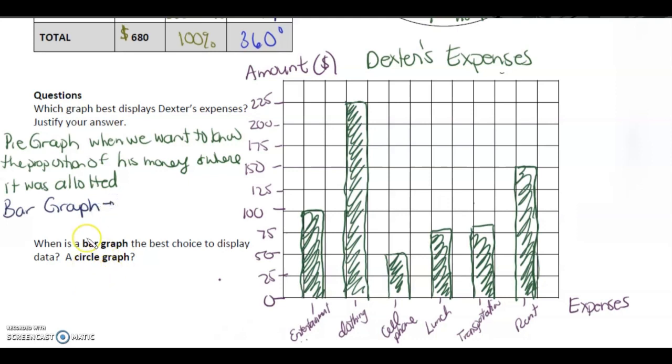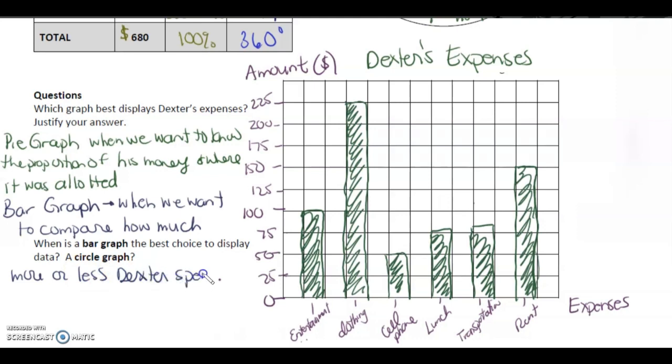And this is kind of going into this answer here anyways. When we want to compare like maybe how much more or less Dexter spends on one expense than another. Okay, super long sentences.